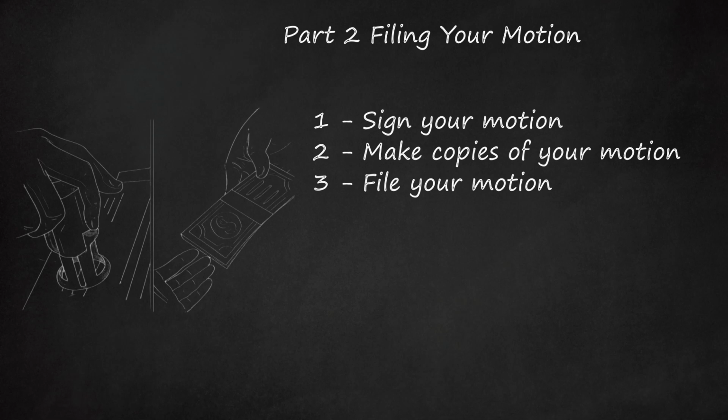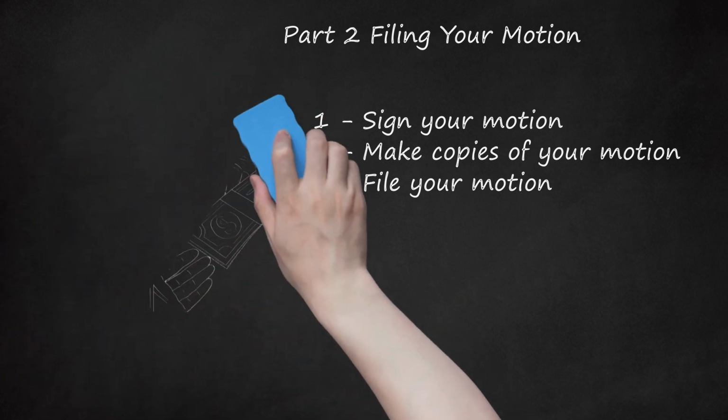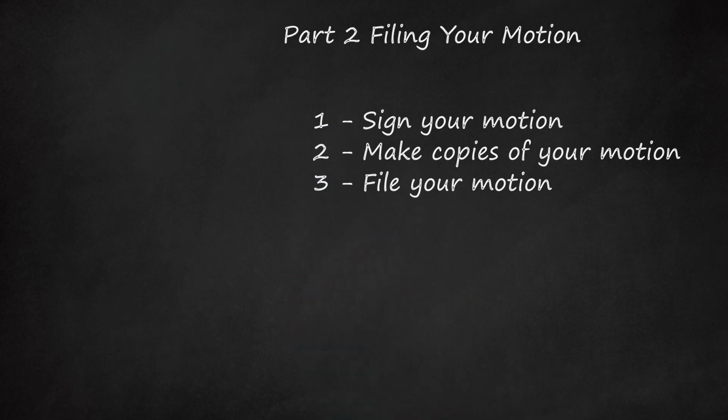The clerk will keep your originals and return the copies to you stamped filed with the date. When you've filed your motion, the clerk usually will assign a date for the hearing on your motion. In some jurisdictions, mediation or other meeting may be required before a formal hearing date can be set.